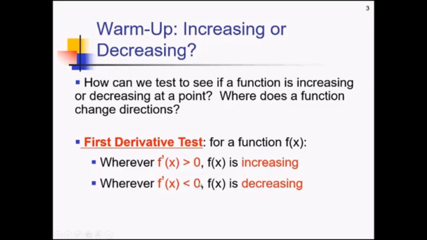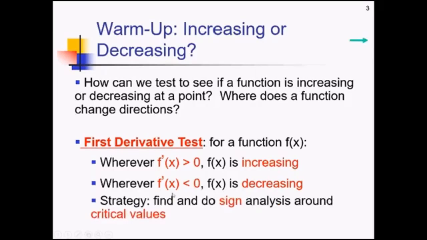Now, this is good as far as it goes, but are we just going to test every single x value to see whether we're increasing or decreasing? No. There's only certain places that we could change from one of these to the other. Those would be places where the derivative is either 0 or undefined, critical values. So our strategy then is going to be to find these critical values and just do sign analysis around those.